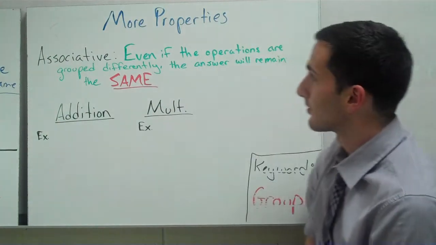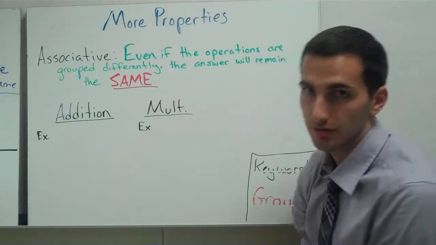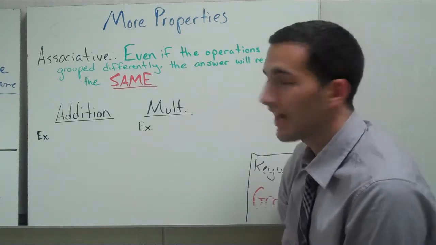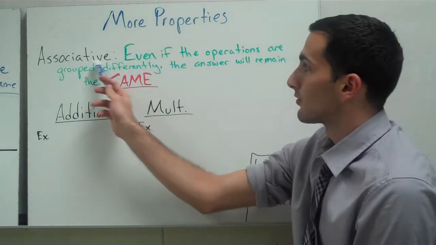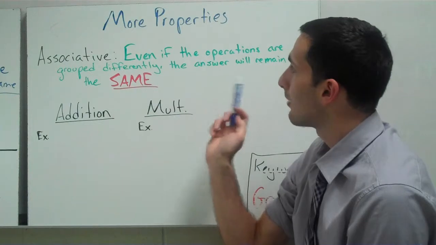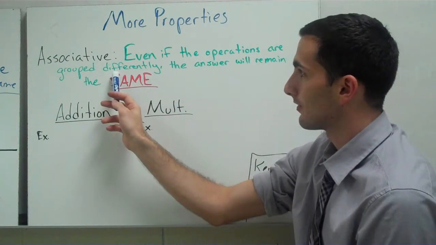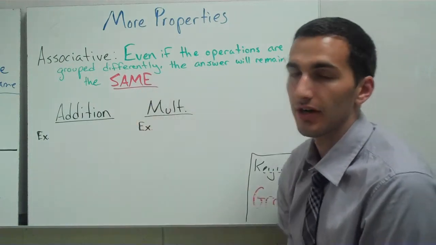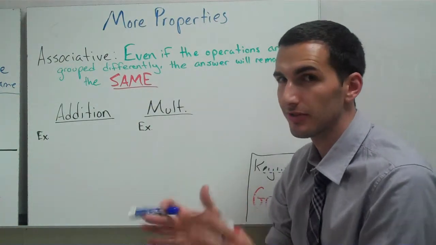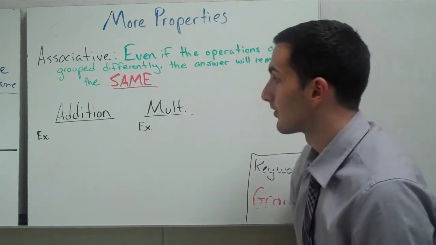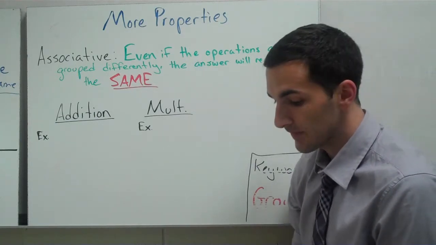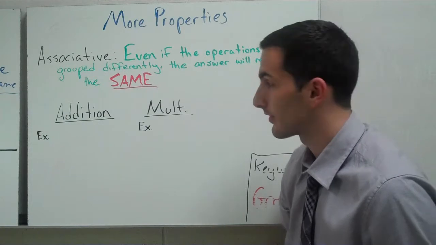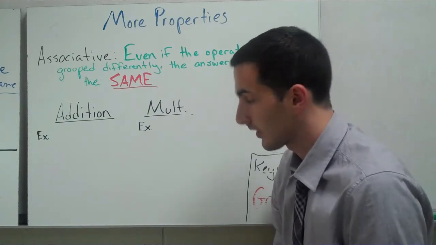Alright, the next property we're going to talk about is the associative property. The associative property is a little bit different, but it's kind of the same idea. The associative property says that even if the operations are grouped differently, the answer will still remain the same. Last time the key word was order. Let's see if you can think of what the key word is going to be this time.